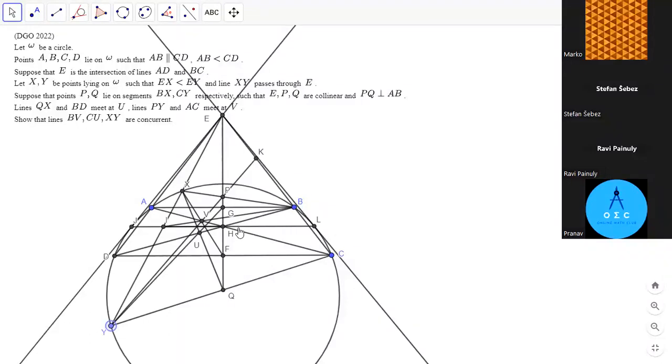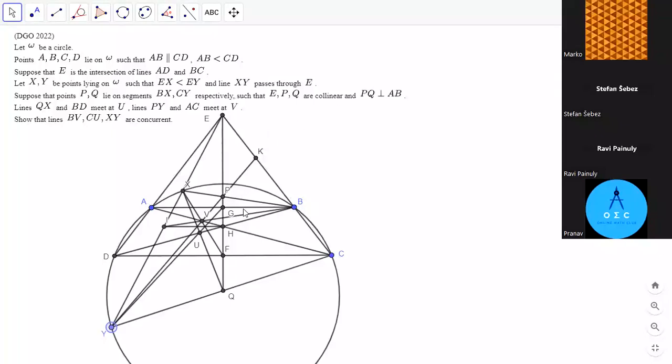Sorry, this is probably obvious, but why does the parallel through H pass through the points of tangency? Oh, H and that point are inverses of E with respect to the circumcircle. Yeah, this line is the polar of E. It's kind of like a degenerate case of Brocard's theorem, I guess, right? Yes.